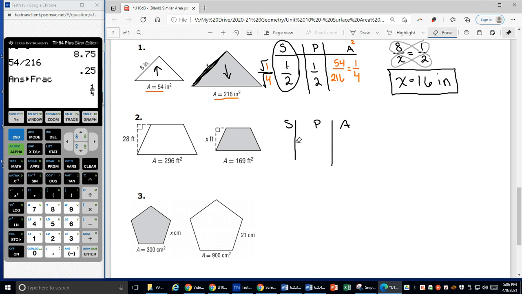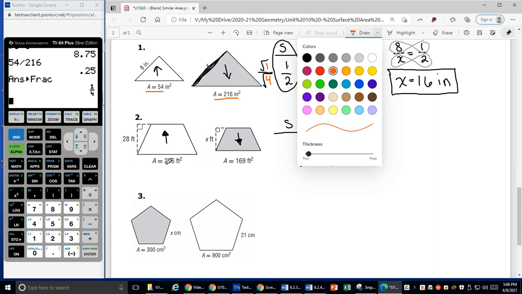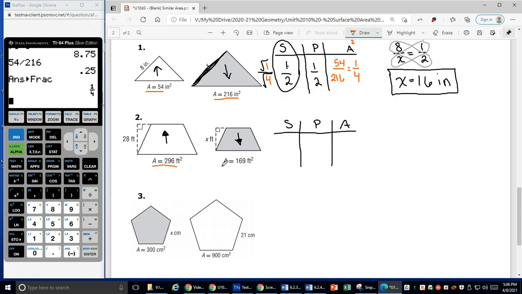The first thing I'm going to do is make my SPA table. Not sure why I put that so far there. Let me fix that. All right, and so I'm going to look and see what do I have two of. I'm going to also do my arrows, an up arrow and a down arrow so I can make sure I stay consistent. And then what do I have two of? I have an area of 296 and an area of 169. So I've got two areas, my 296 and my 169. I'm going to see if that reduces.